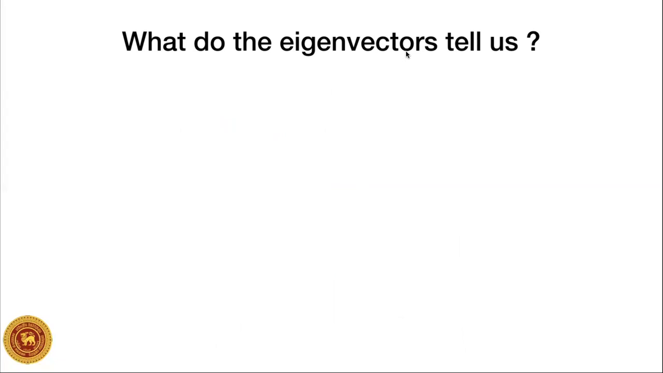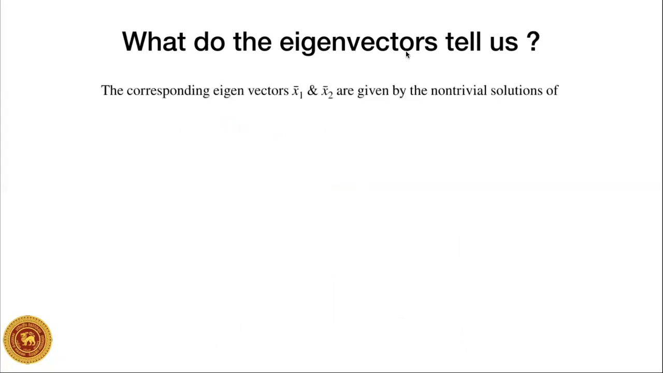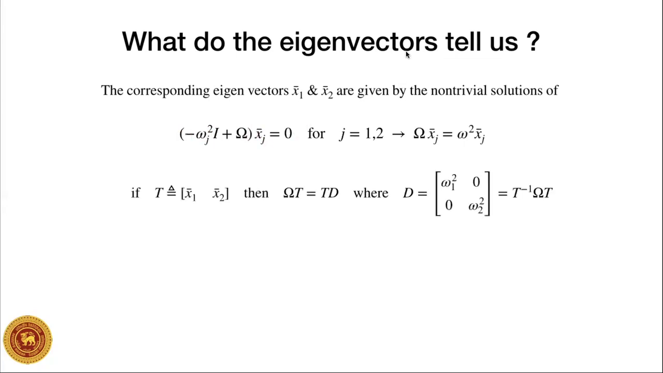Now we know that every eigenvalue has a corresponding eigenvector. So what do the eigenvectors tell us? Let's take a look at that carefully. Let the eigenvectors be x1 bar and x2 bar corresponding to the eigenvalues omega 1 and omega 2. What does that mean? That means xj bar satisfies this, where j is 1 or 2 depending on the eigenvalue. And what are the values of xj bar that satisfy this expression? They are called the eigenvectors.